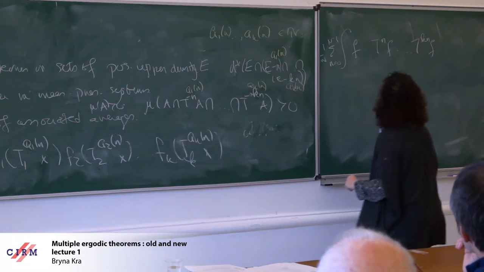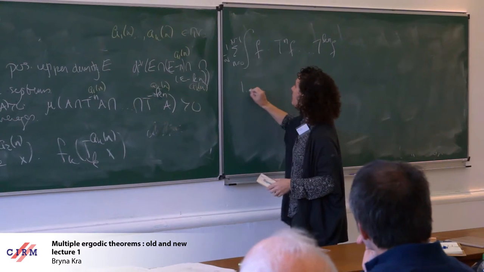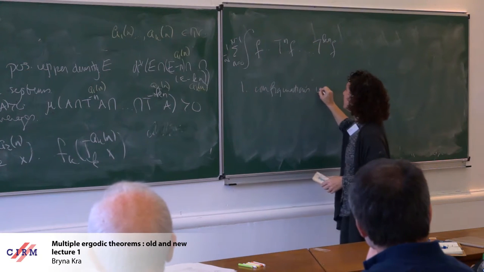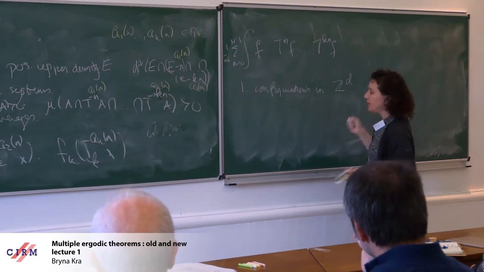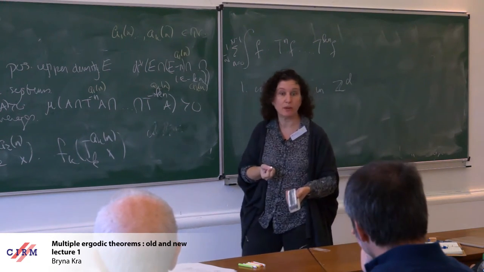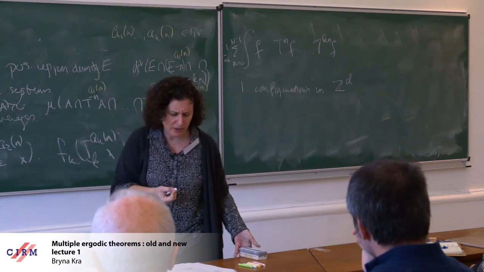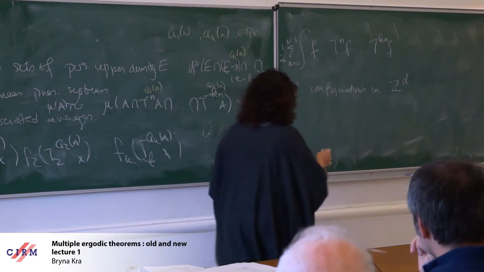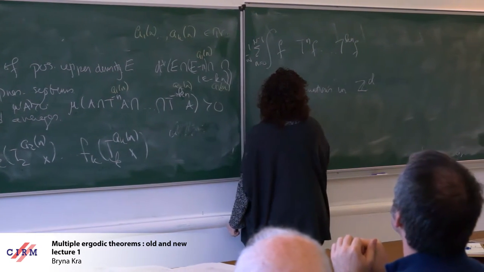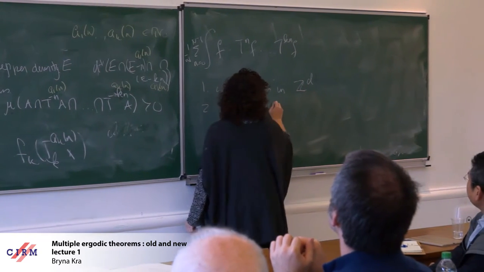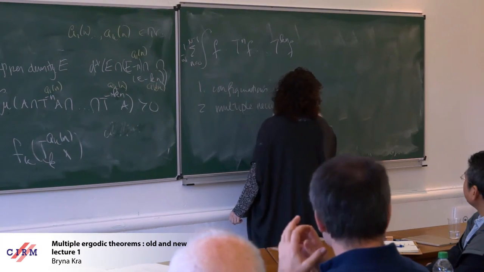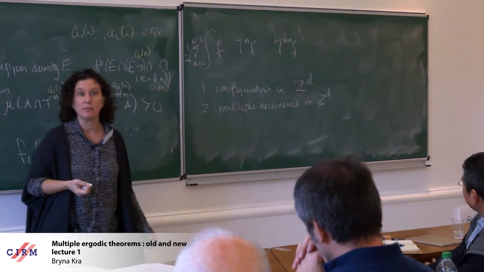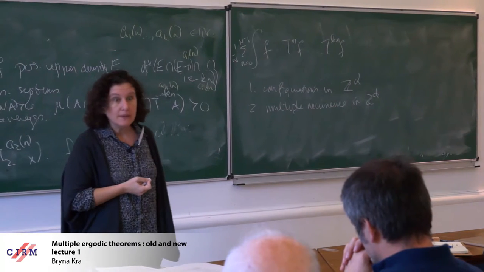So this kind of thing corresponds to configurations in this first problem. I'll write it up here. Problem one becomes configurations not just in Z, but in Z^d, or configurations in more general groups that you might want to look at. Again, by configurations, I mean a configuration in a set of positive upper density. The second, the multiple recurrence, would become multiple recurrence in Z^d or in bigger groups, a nilpotent group of transformations, for example. You can ask for that.